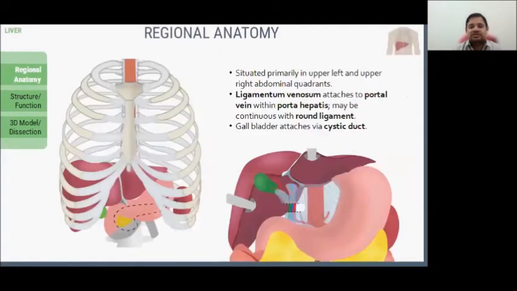Next, if we talk about the regional anatomy according to location, you will see it is primarily located in the upper left and upper right abdominal quadrant. The ligamentum venosum attaches to the portal vein within the porta hepatis and may be continuous with the round ligament. The gallbladder is also attached on the inferior side. You can see it here in the green color. It is attached to the liver by the cystic duct.